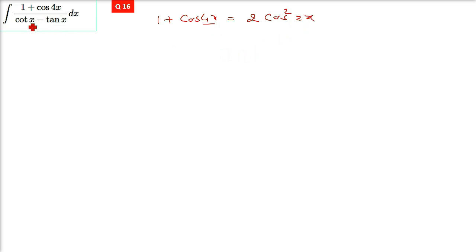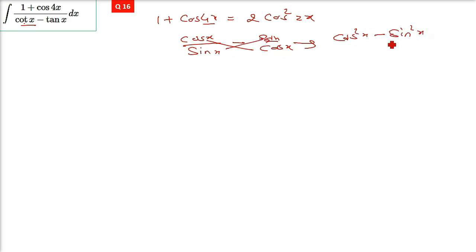So it will be 2x. Cot x minus tan x, let us take it separately. Cot x is cos x by sin x. Tan x is sin x by cos x. And then this will be cos square x. I'm taking the LCM. You can just cross multiply and then write it here and then multiply the denominator like this, sin x cos x.